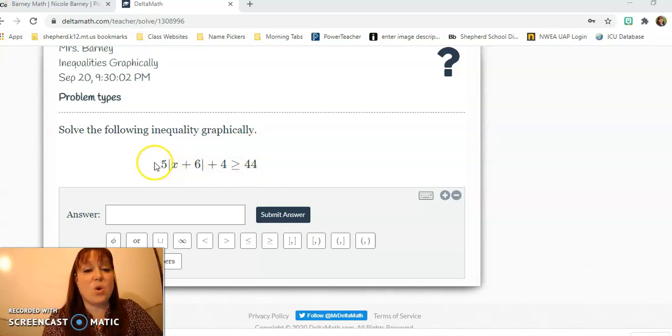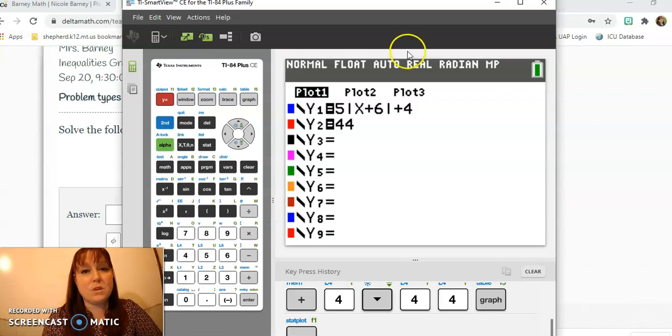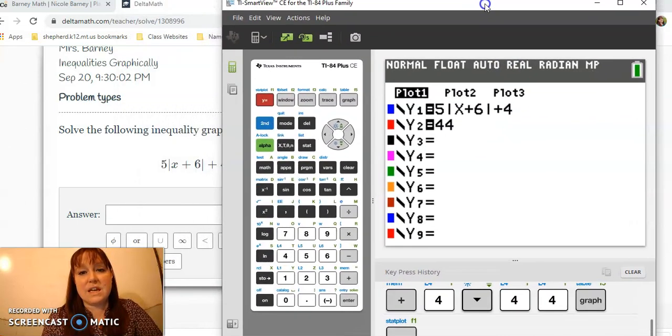We can put this whole nasty function in our calculator and then this function in our calculator and see where this one is greater than this one. And again, we're looking for x values that would make them greater, right? We're looking for what x can I put in here that would make it greater. So I go to my calculator and I put this function in.